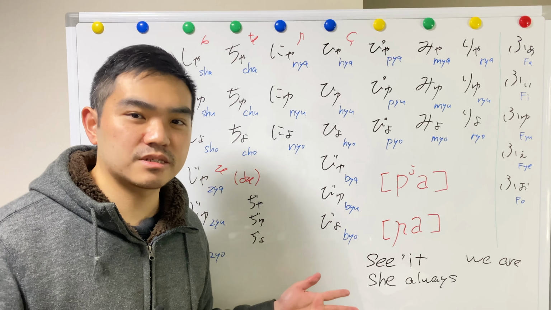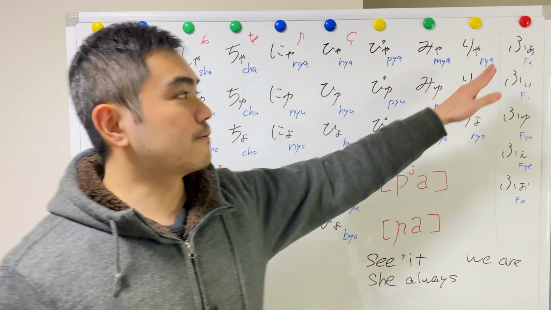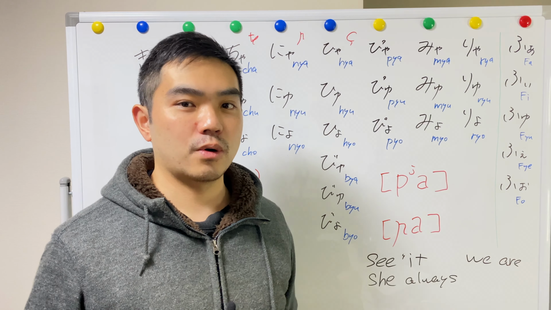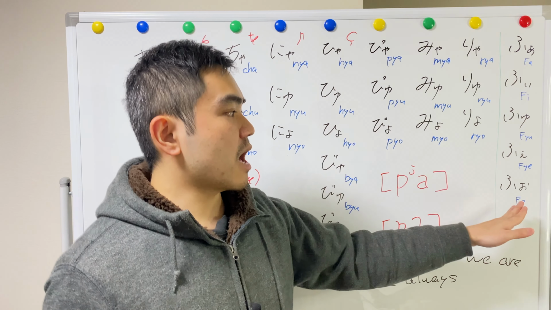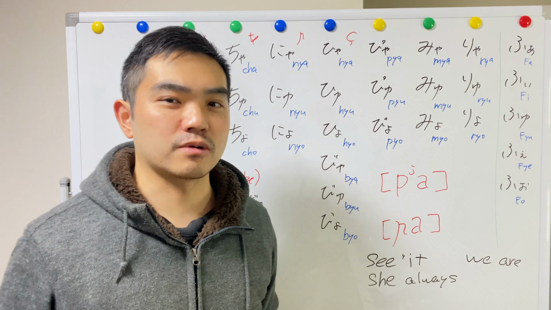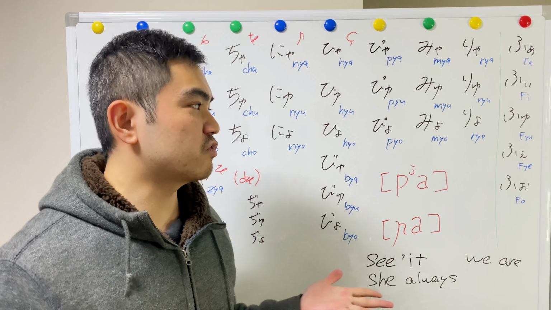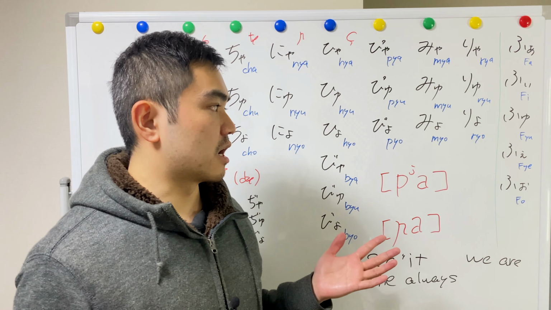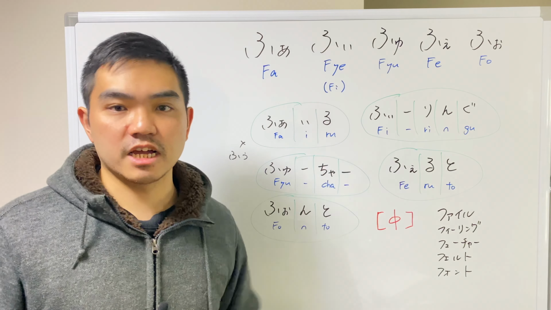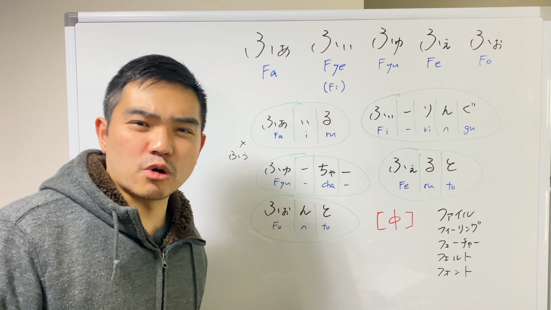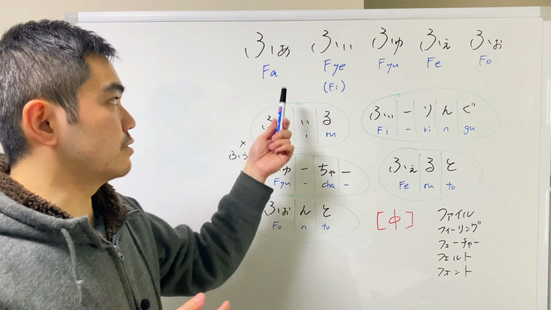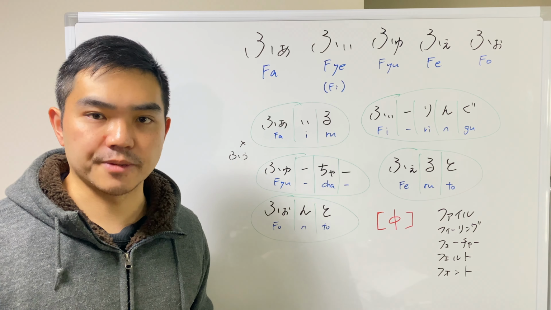Okay, so this line, fa, fi, fu, fe, fo, we don't count these sounds as yoon, but it looks like yoon. So I'm gonna share about this from now. This extra sound looks like yoon, but it's not yoon. And I wanted to share about this because we use these sounds regularly.